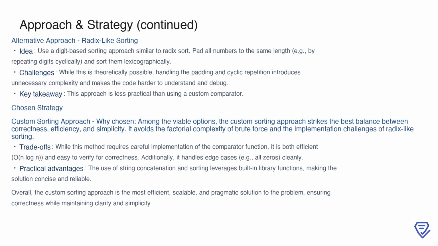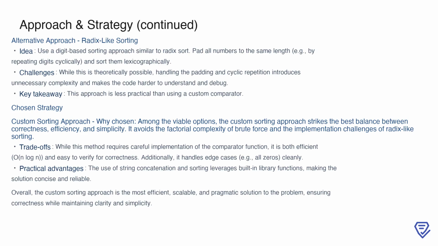An alternative method to solve this problem involves a digit-based sorting technique similar to radix sort. Here, we pad all the numbers to the same length by cyclically repeating their digits and then sort them lexicographically. While this approach can theoretically work, it introduces unnecessary complexity. Handling the padding and cyclic repetitions makes the implementation cumbersome and harder to debug, which detracts from its practicality.